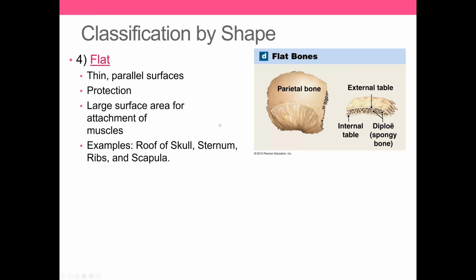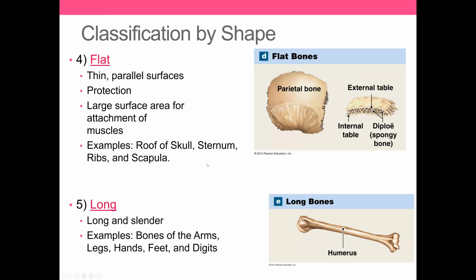They also have a large surface area for the attachment of muscles, and you can find these, for example, like I just mentioned, the cranial roof of your skull, also your sternum, which is your breastbone, your ribs, and your scapula, which is your shoulder blade.